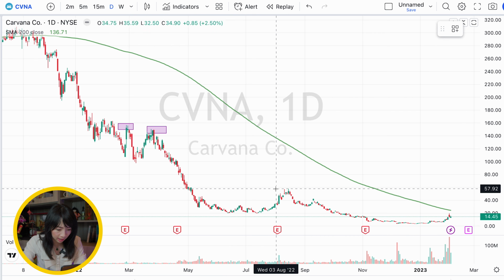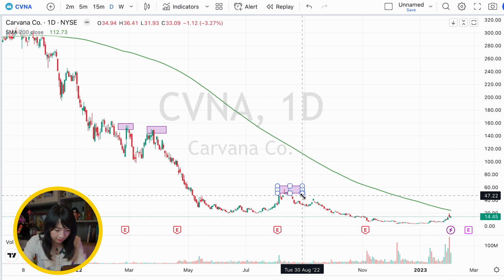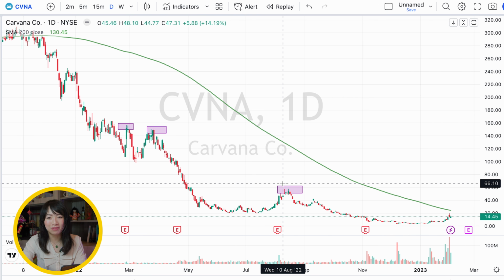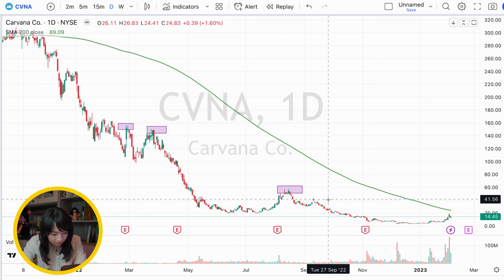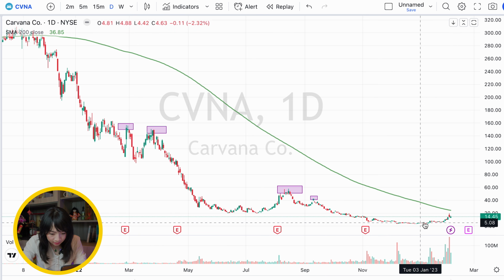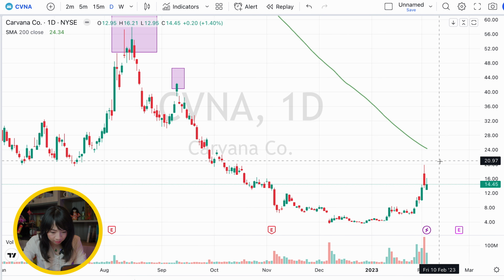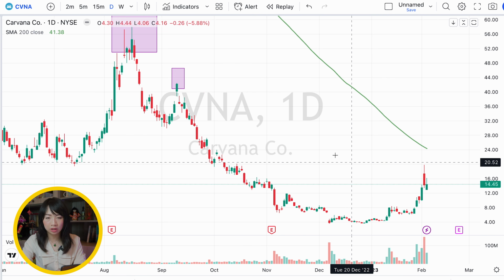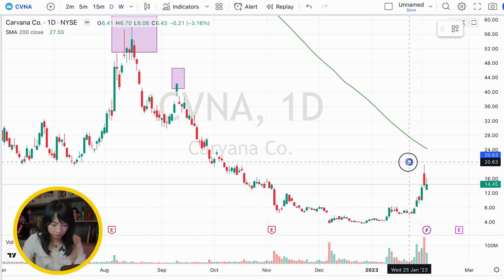That's also an extreme high on the stock. And after that rejection, it sold off even more. Since then, you had another small extreme high here, around $41. And then since then, you can see recently it started rallying up to around $20 over here. So let's line this up.